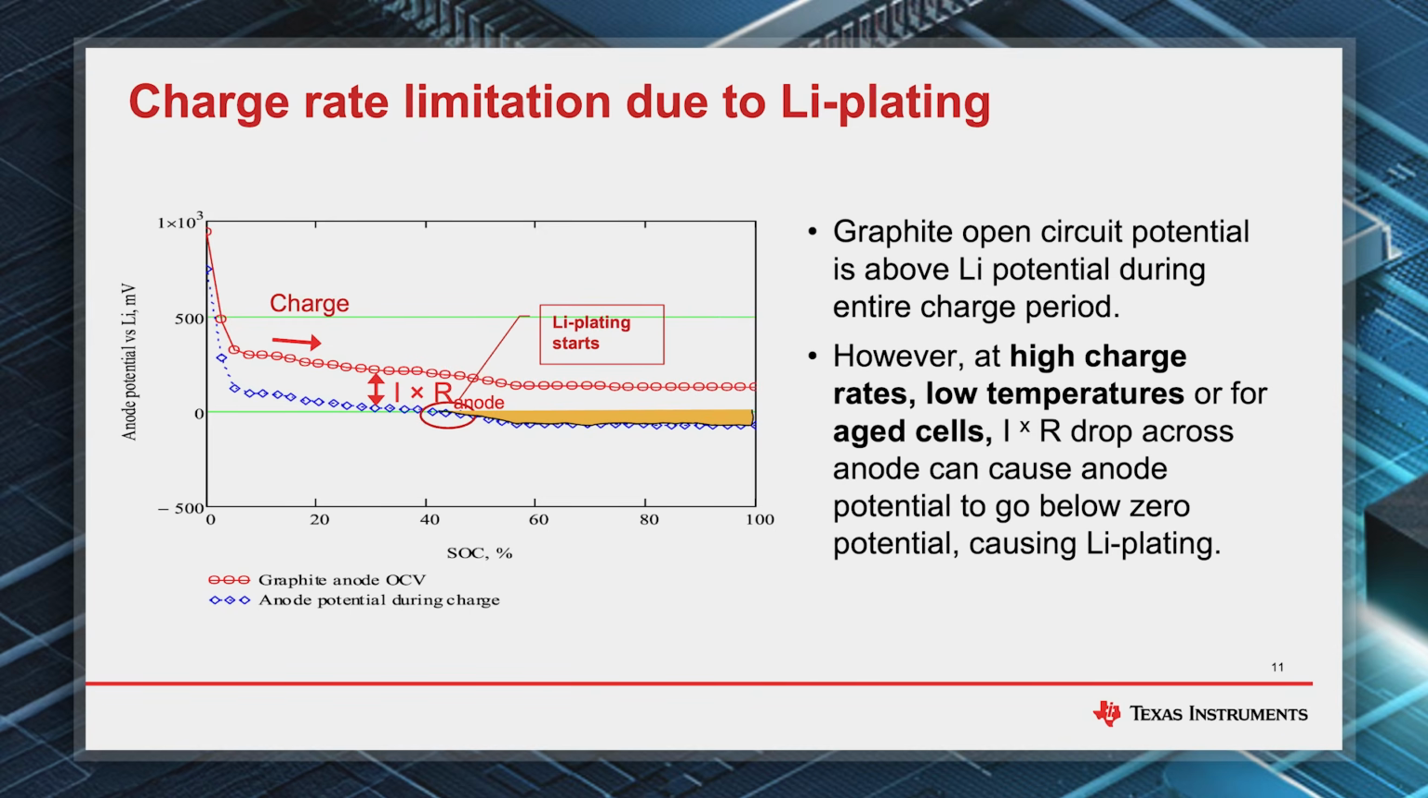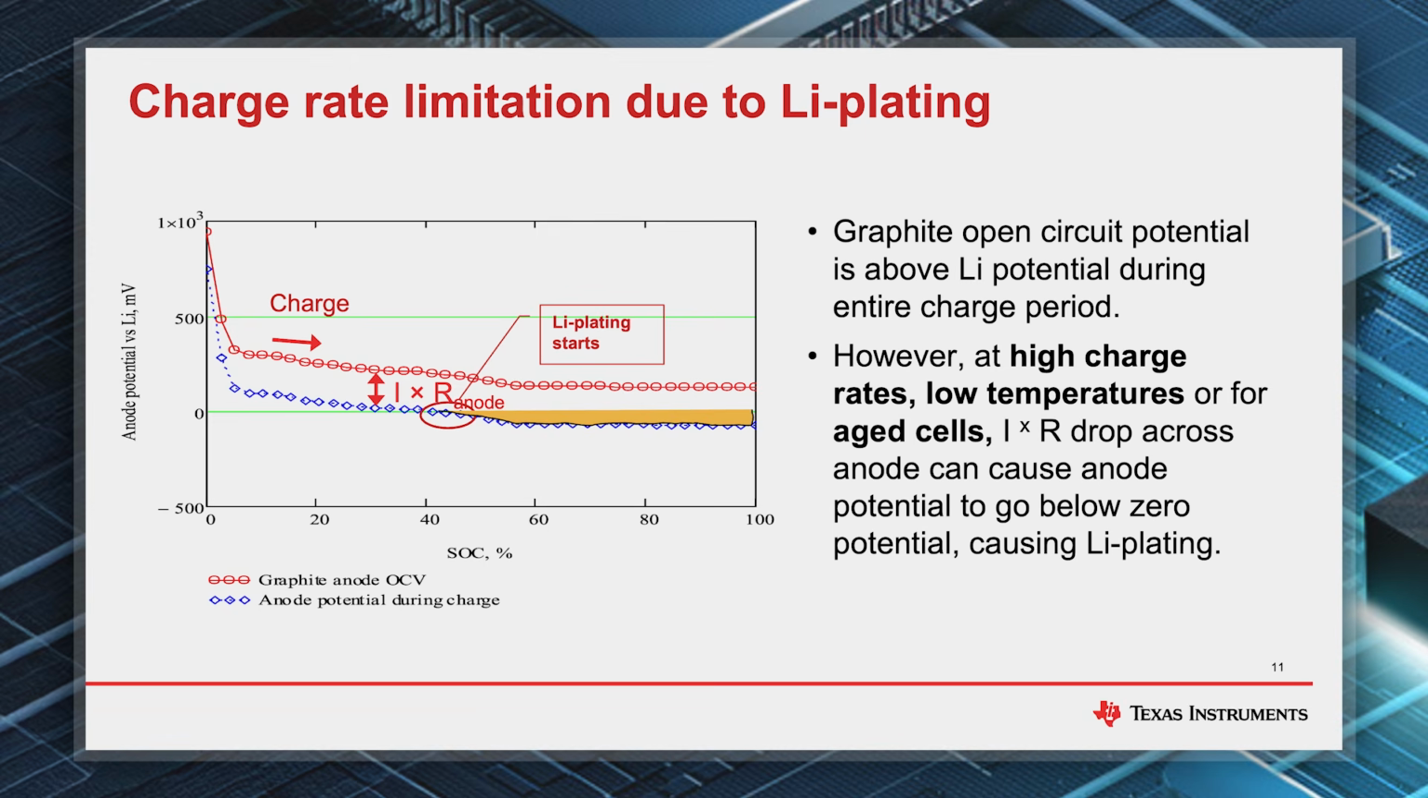And in the beginning, when it is not fully charged, you will be very far from lithium. So your potential will be far away, so you will not have any lithium plating danger. But as you charge more and more, you're coming closer and closer to the lithium. And so eventually, you will actually never cross below 0 if you are charging at low rate. But if you're charging at fast rate, you will actually have IR drop across your anode, and that IR drop pushes potential lower. And at some point, you can actually reach potential where you will have lithium plating.